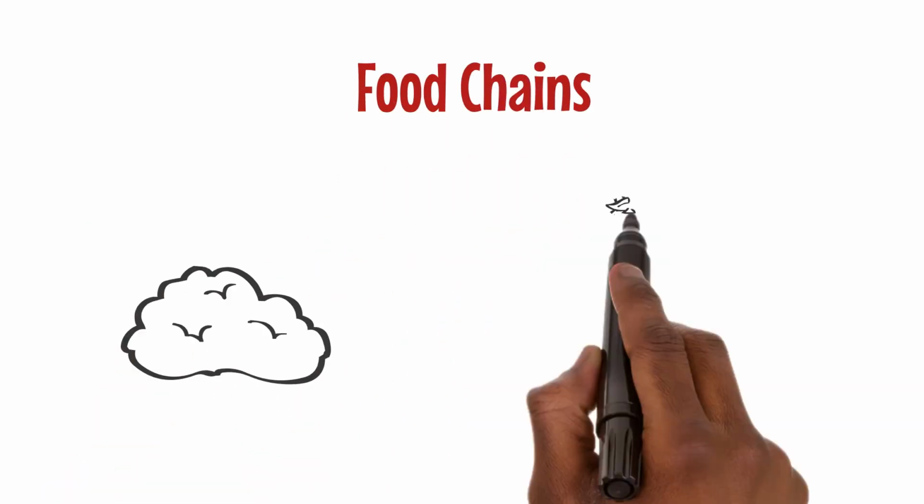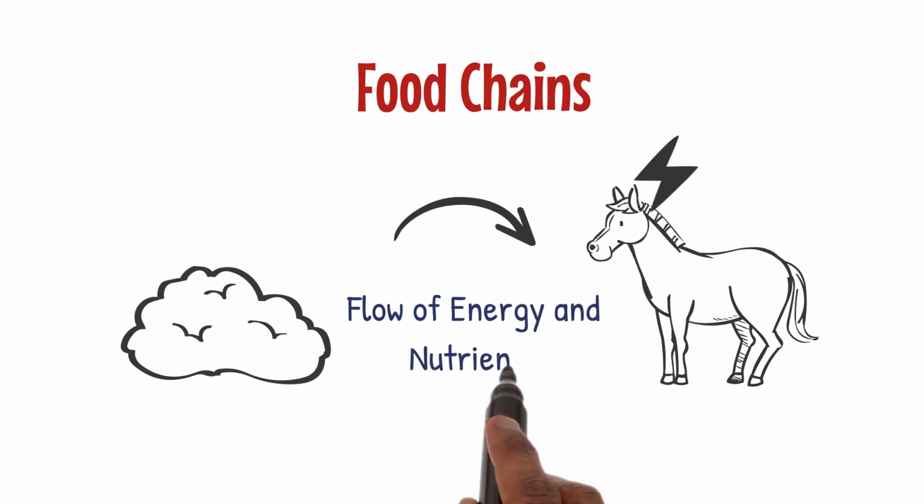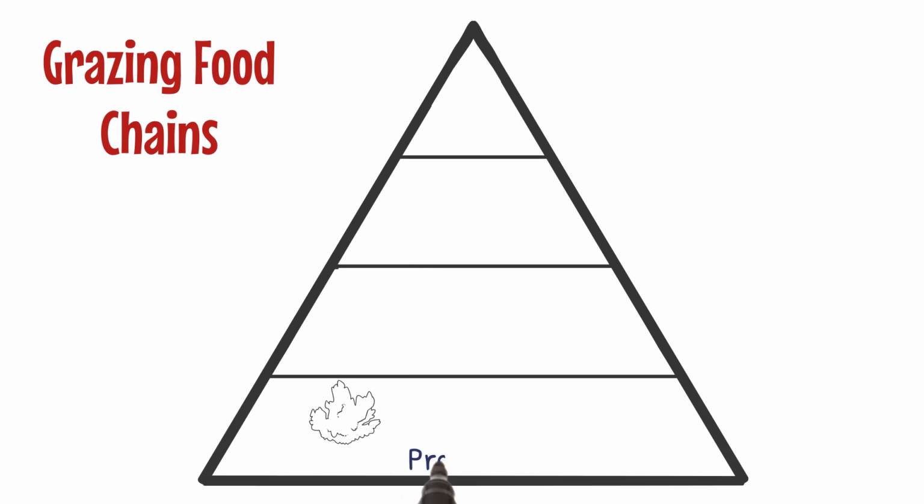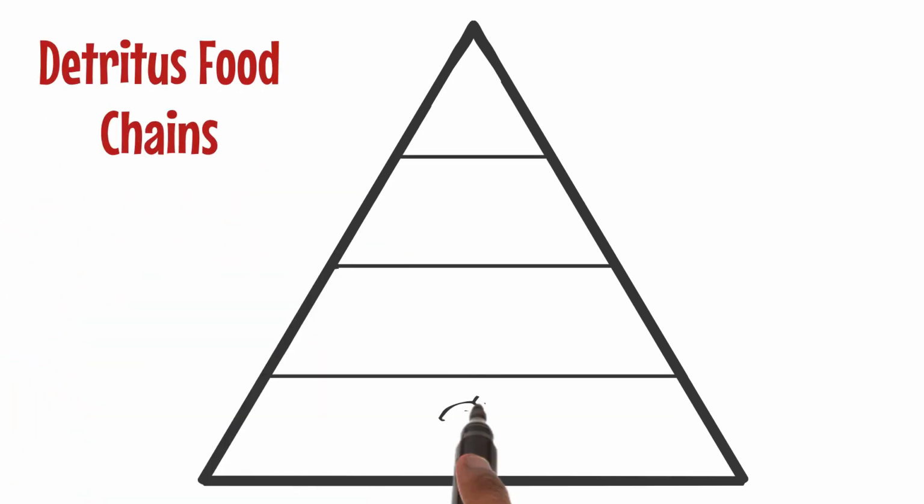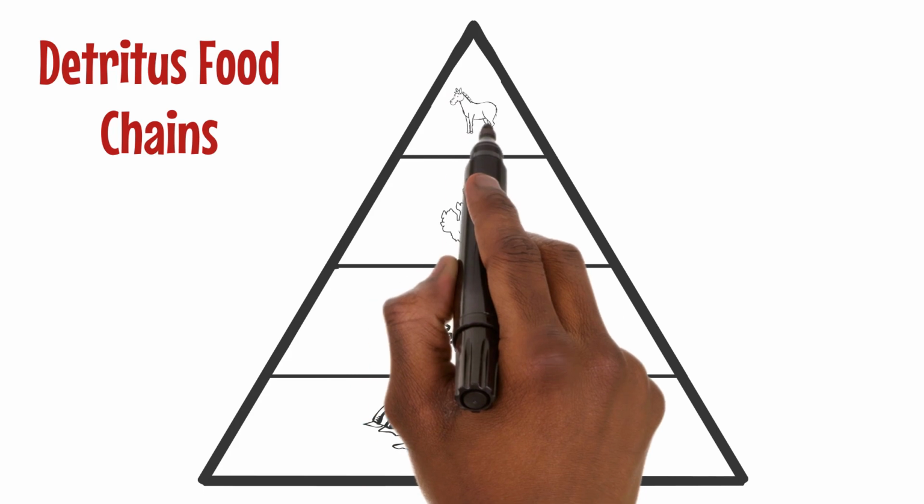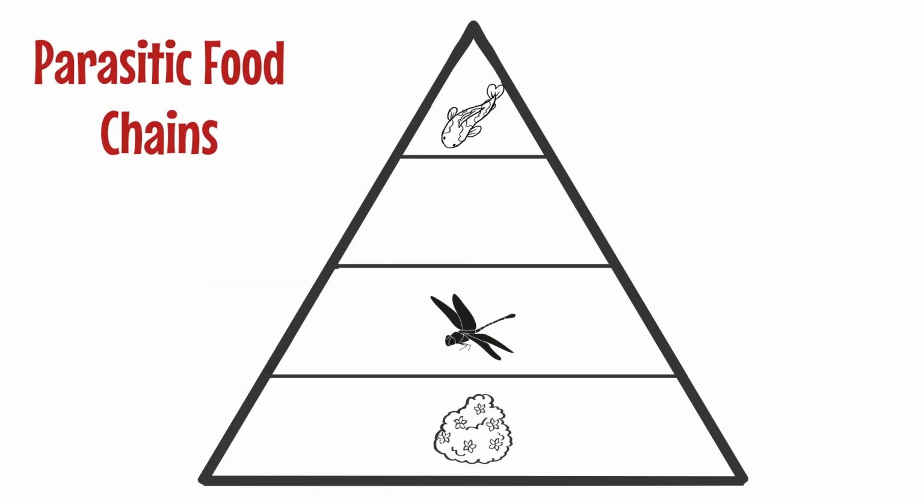Food chains represent the flow of energy and nutrients from one organism to another. There are three main types. Grazing food chains start with green plants and move up to herbivores and then to carnivores. Detritus food chains begin with dead organic matter, moving through decomposers to other organisms. Parasitic chains start with plants and move through various parasites.